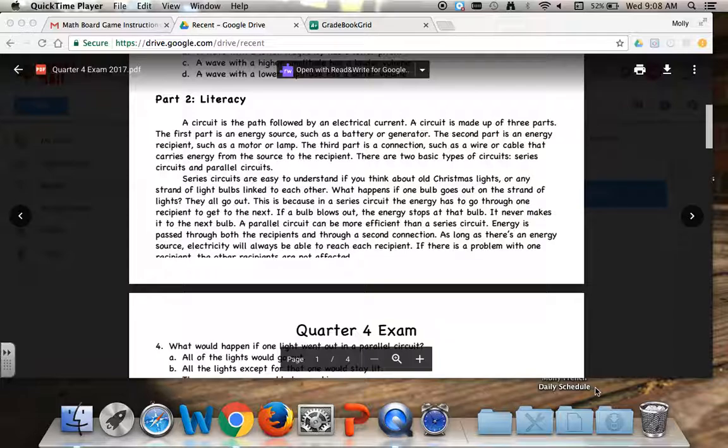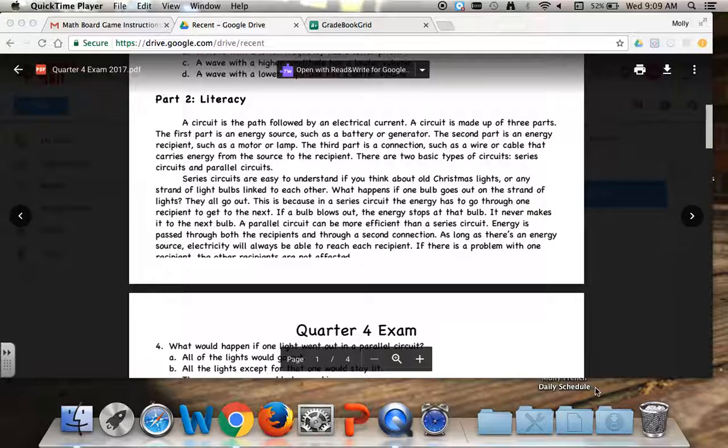Series circuits are easy to understand if you think about old Christmas lights or any strand of light bulbs linked to each other. What happens if one bulb goes out on the strand of lights? They all go out. This is because a series circuit requires the energy to go through one recipient to the next. If a bulb blows out, the energy stops at the bulb. It never makes it to the next bulb.